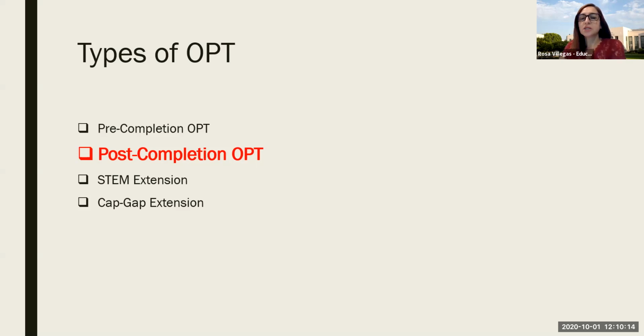STEM extension and CAP-GAP extension, those are not for students at the associate level. Once you transfer to the university to work on and earn your bachelor's degree, you may be eligible for those too. So when you are at the university level, you can talk to the advisor in the international office about those two options.